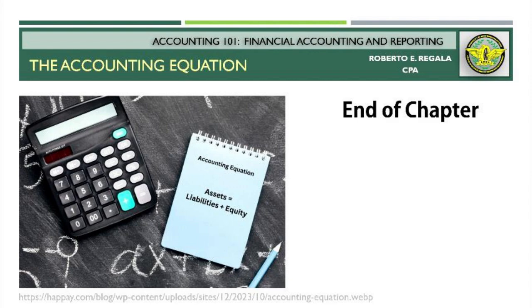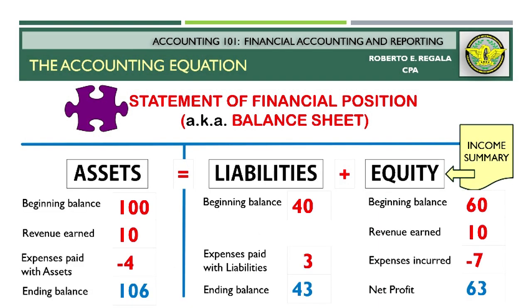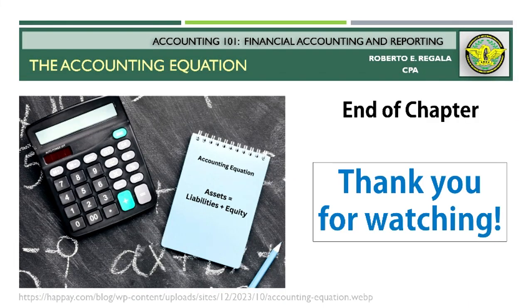We have seen that the account format balance sheet mirrors the accounting equation, and thus helps a lot to understand the relationship between assets, liabilities, and equity. We also have seen how the results of the operation of an entity for a certain period affect the amounts of the equation, and how the rules of accounting preserve the equality between the elements on the right and left of the equation.